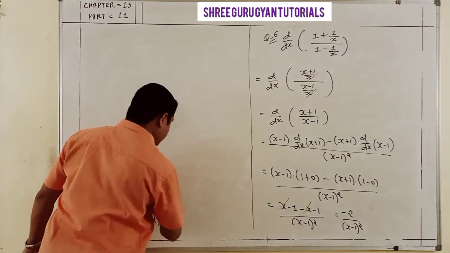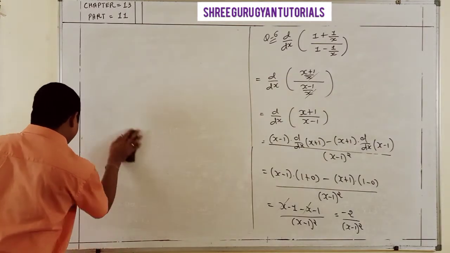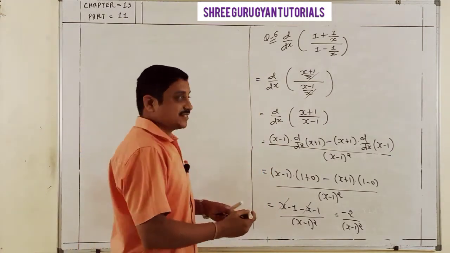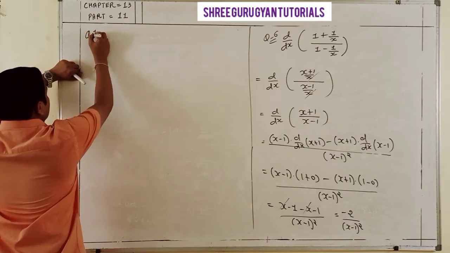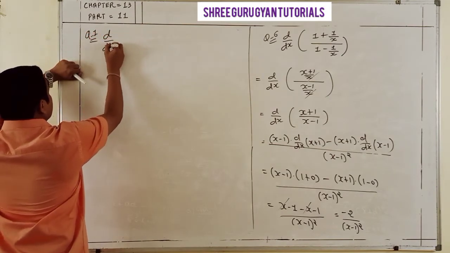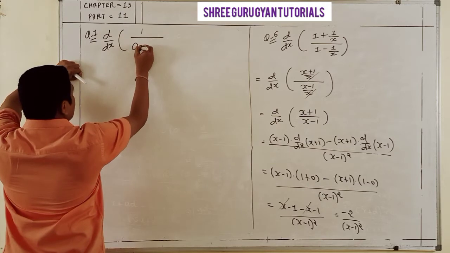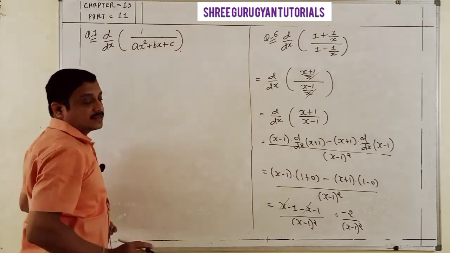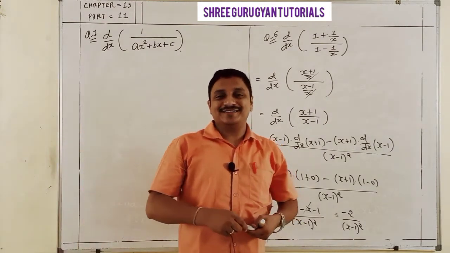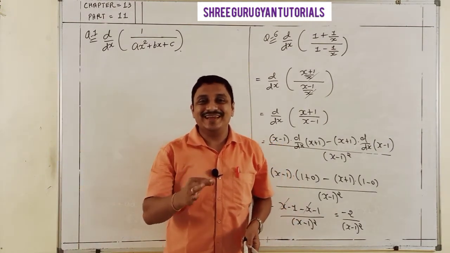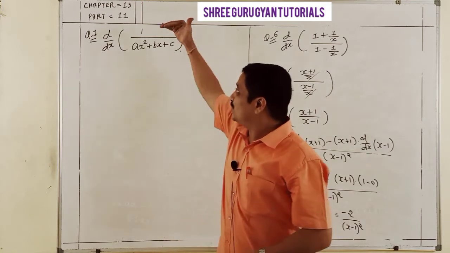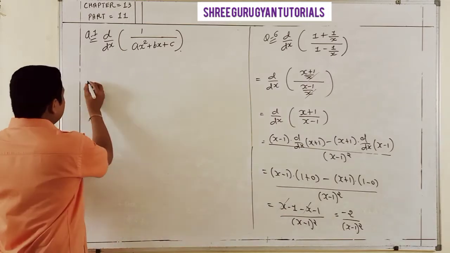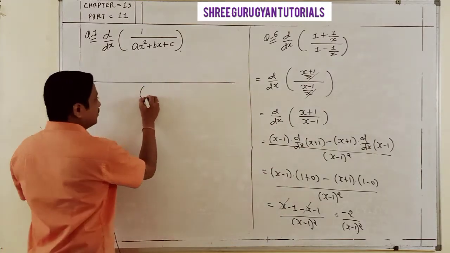Yes students, now coming to the big questions, up to 7 running. Question 7: ax square plus bx plus c in the denominator is given. d/dx of 1 upon ax square plus bx plus c, and going ahead simply with the division rule. Consider this u and that v, and the u by v rule, students. So in the denominator square first of all I will show you.